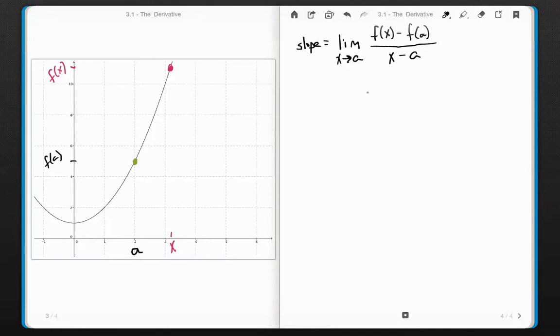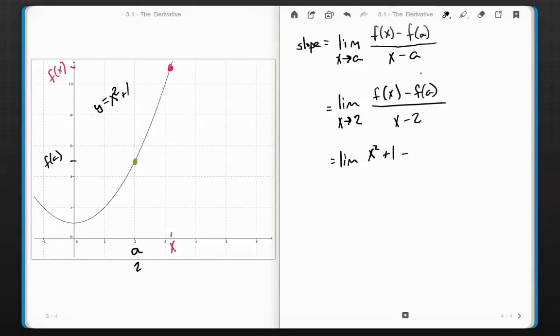So f of x will be, well, maybe I'll write my function right here. So this is y equals x squared plus 1, and a is equal to 2 in this case. So I'll write this as equals the limit as x approaches 2 of f of x first, minus f of a all over x minus 2, right? And then I can say this is the limit of x squared plus 1 minus f of a, which should be f of 2.